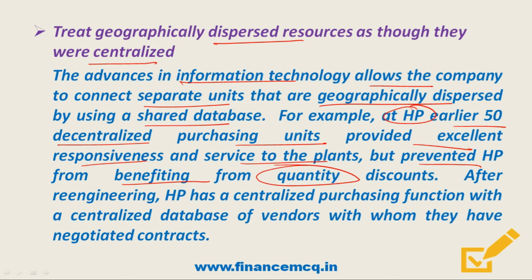So friends, after re-engineering, HP has a centralized purchasing function with a centralized database of vendors with whom they have negotiated contracts. So by improving its process, they could actually get big orders at a discounted price.